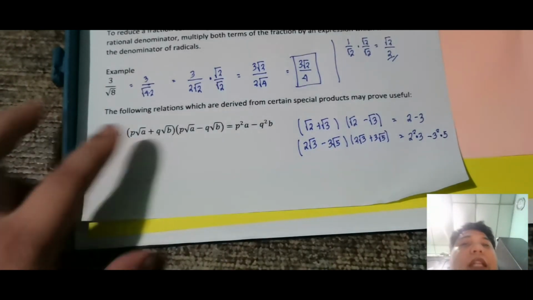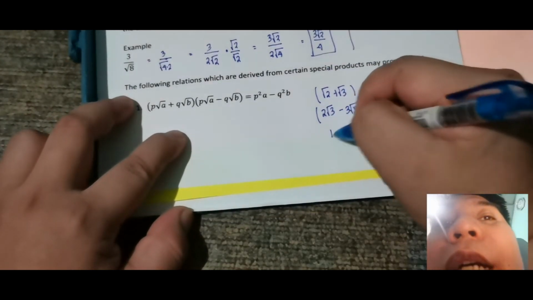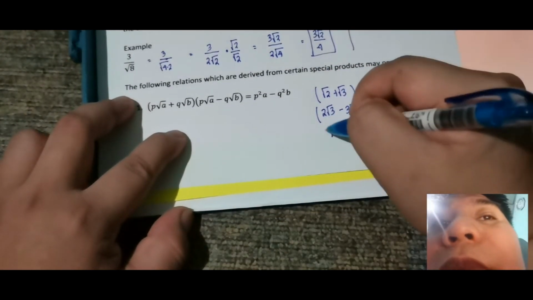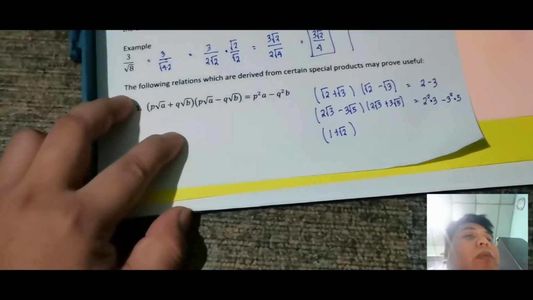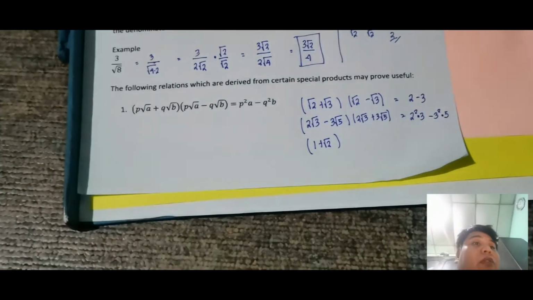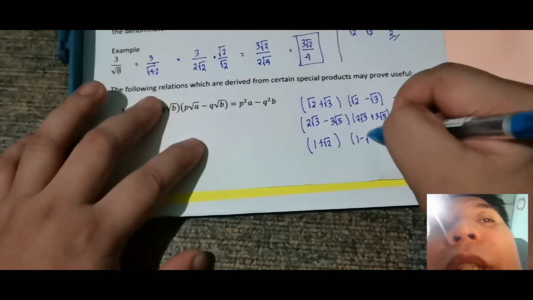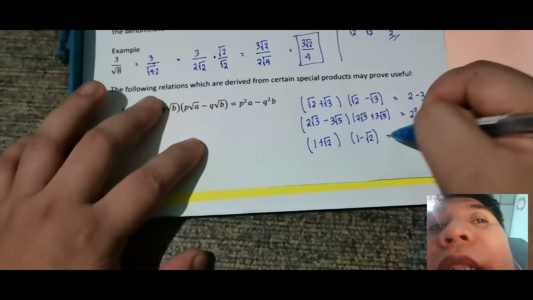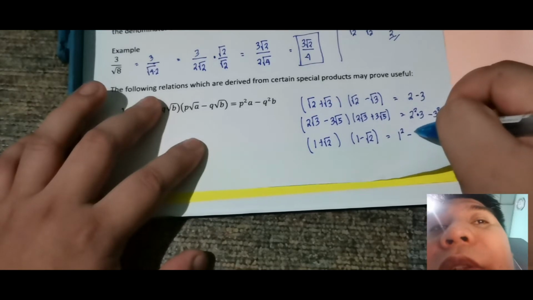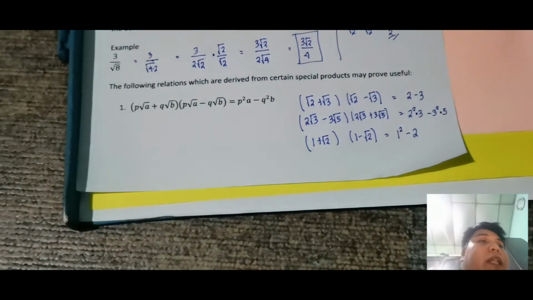Ganyan, kasimple yan. Another pa. For example, I have 1 plus square root of 2. So, saan ko siya i-multiply? Sir, possible? Yes, possible mawala yung square root sa isa. So, dito naman, i-multiply ko lang siya sa 1 minus square root of 2. And this is simply 1 squared minus 2. So, pag yung square root, matatanggal.